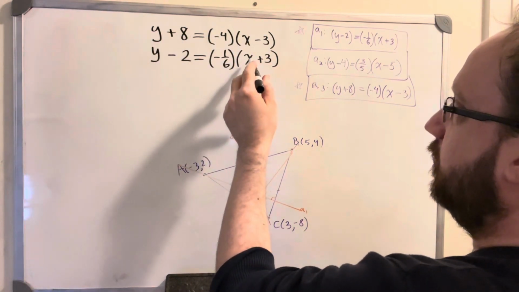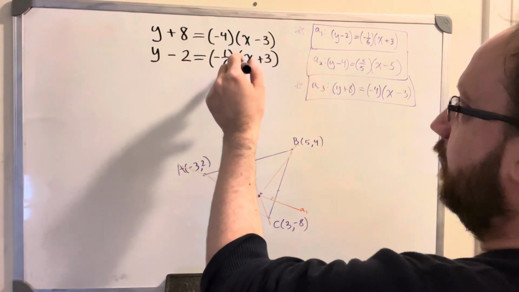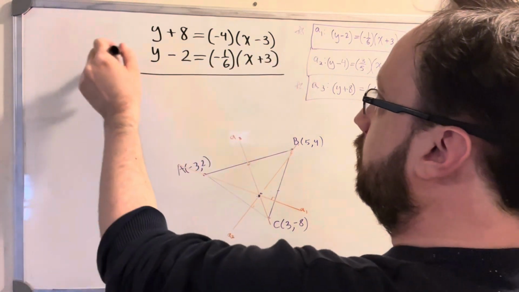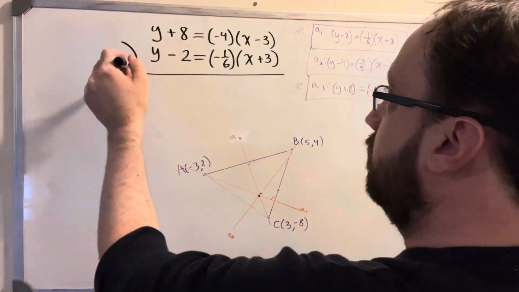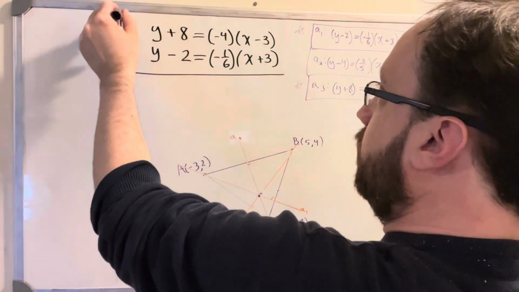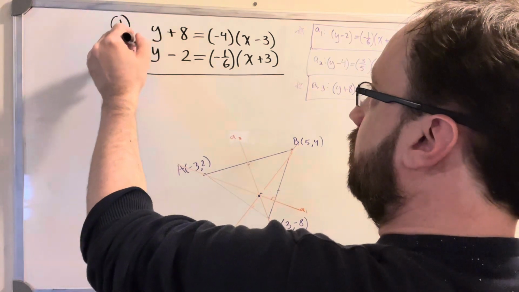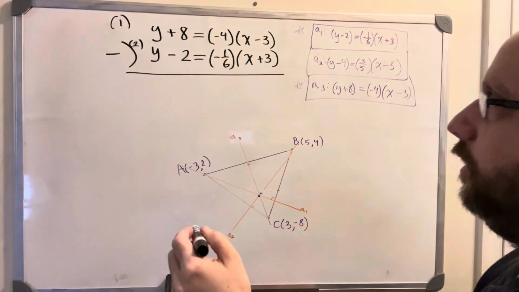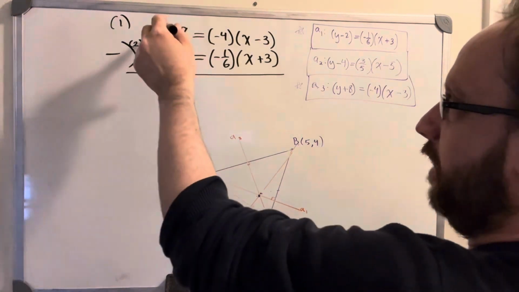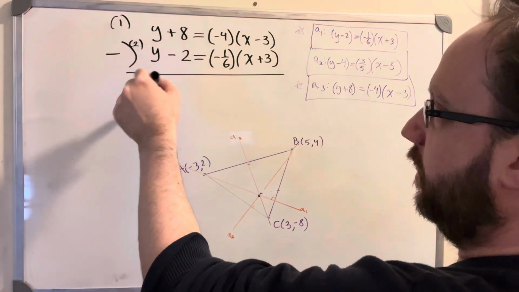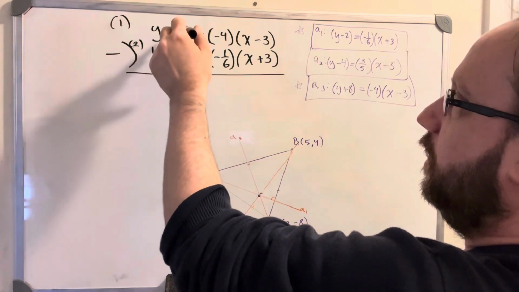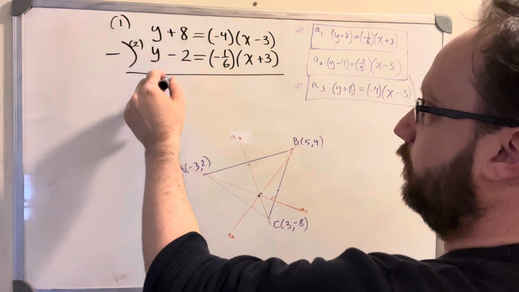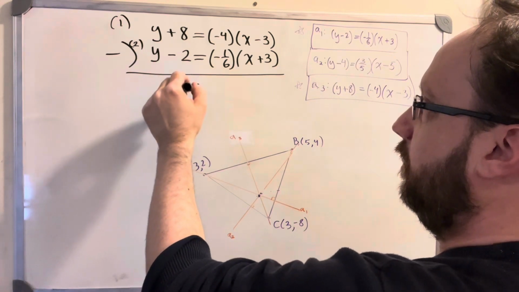See how the x is kind of buried inside of this. So what we'll do is we can subtract, we'll call this equation 1. We can subtract equation 2 from equation 1. And now we've got y minus y is nothing, it cancels out. And we've got 8 minus -2, which is 8 plus 2, which is 10.